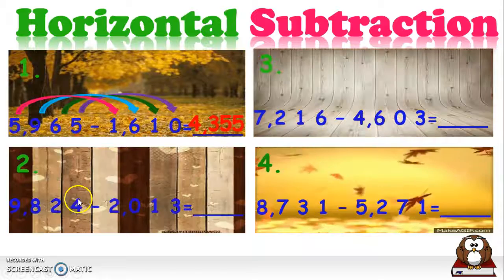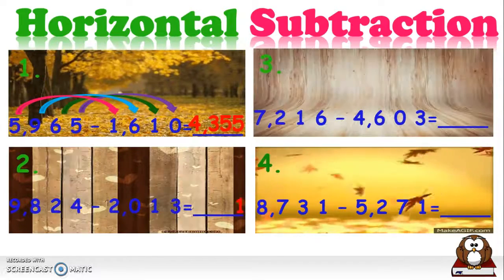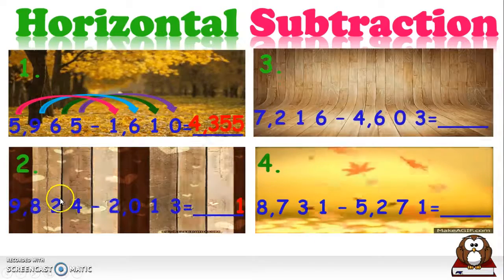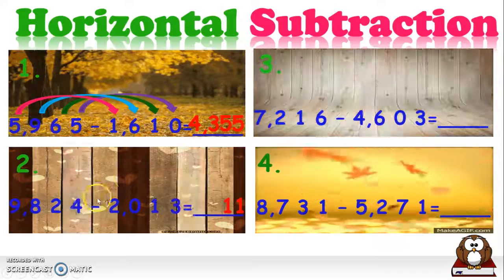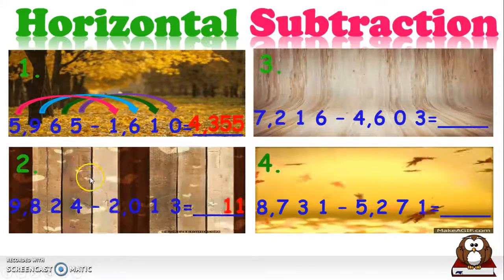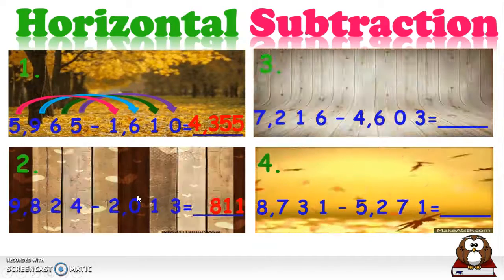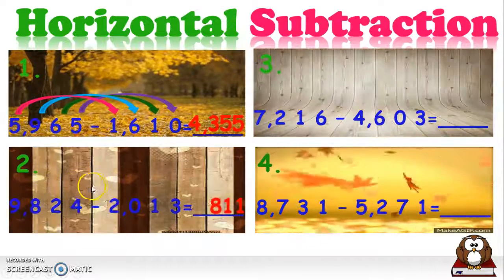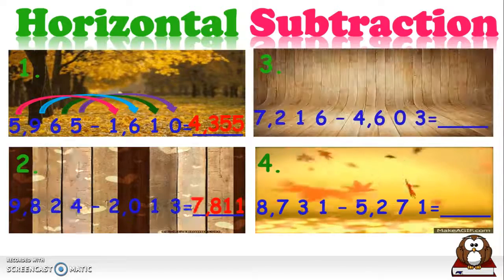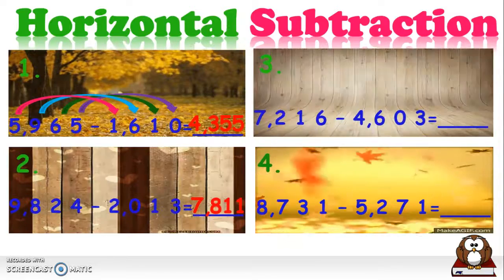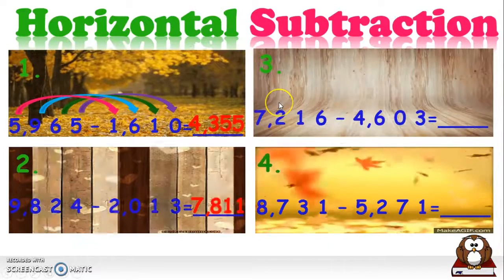From left to right is 4 minus 3. That's ones minus ones. The answer is 1. Next is from left to right, tens minus tens. 2 minus 1 equals 1. For hundreds place, hundreds minus hundreds from left to right is 8 minus 0 equals 8. And then thousands minus thousands, 9 minus 2 is 7, also with our comma. The answer for number 2 is 7,811. Let's see the answer for number 3.